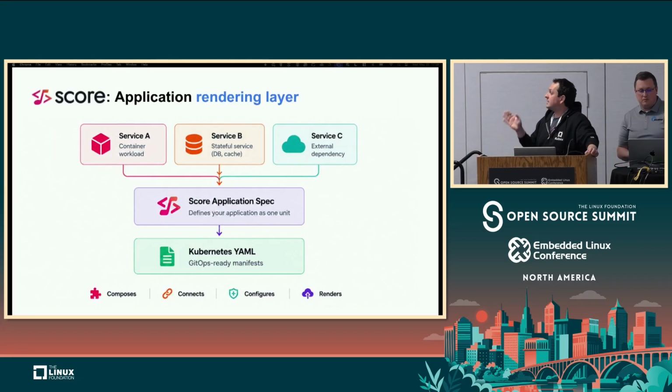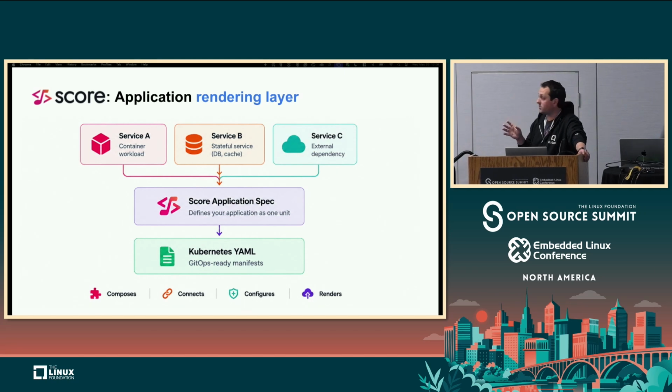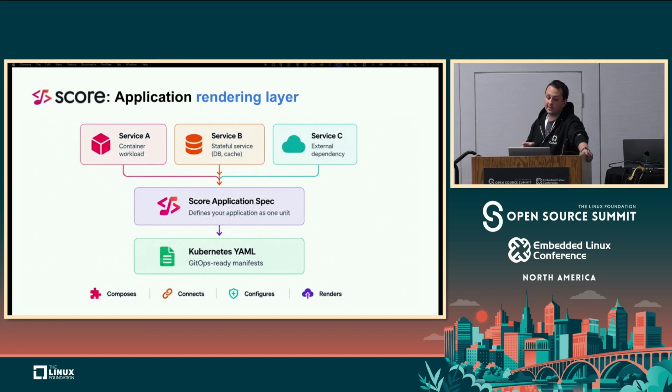All right, let's look at Score and zoom in on it. So applications, by design, are made of multiple pieces. Each piece has dependencies, configuration, environment needs. So today, this is all spread across a lot of YAML manifests that are complex to maintain and require a lot of subject matter expertise.